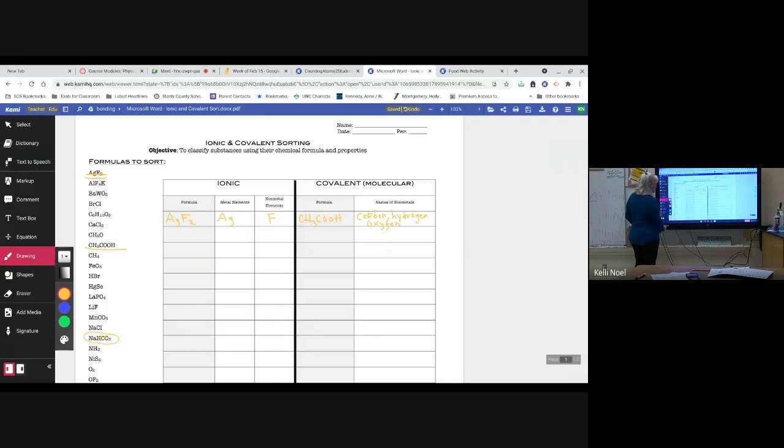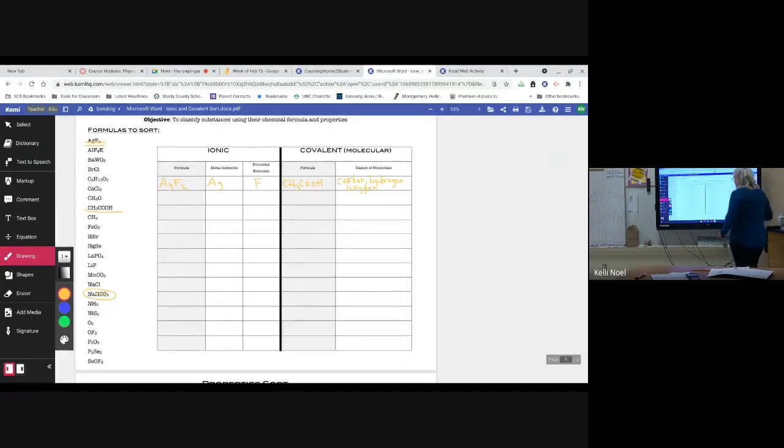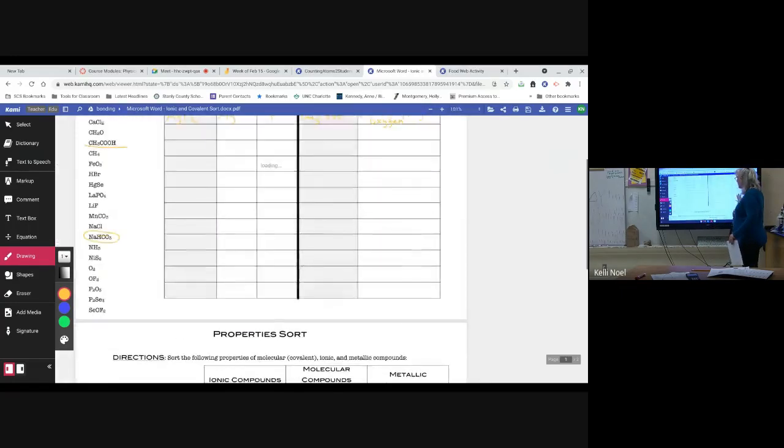I just wanted to show you any of these that have multiple capital letters, put them in the ionic, okay? Especially if they start with a metal. If they have multiple capital letters, you are going to put them in ionic. If there's 2 capital letters, you have to decide if it is 2 nonmetals or a metal and a metalloid. So this is what you're doing on this one.